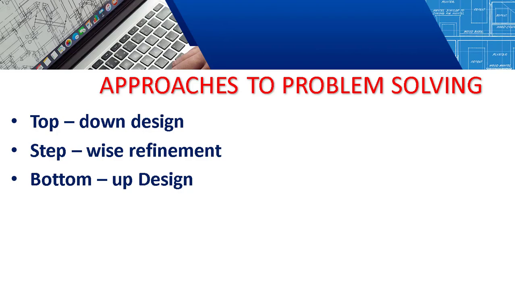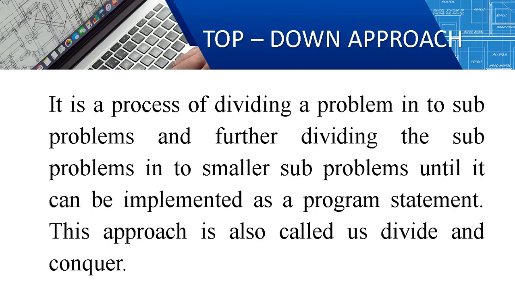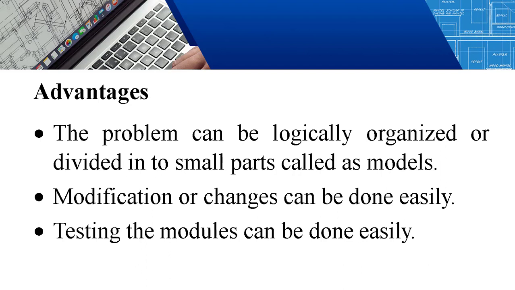Let us see the first approach, top-down design. Top-down design is a process of dividing a problem into sub-problems and further dividing the sub-problems into smaller sub-problems until each can be implemented as a program statement. This approach is also called divide and conquer. The advantages of the top-down approach are that the problem can be logically organized or divided into small parts called modules. The second advantage is that modification or changes can be done easily, and testing the modules can also be done easily.